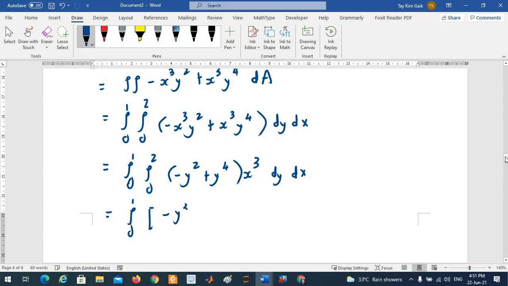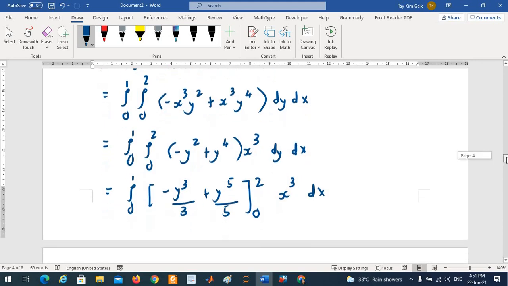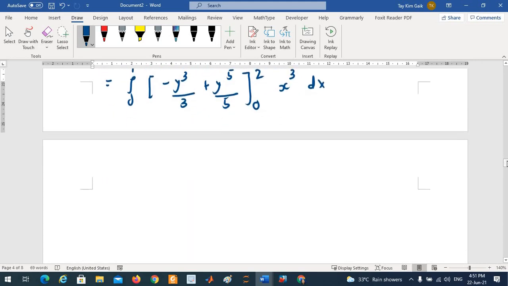Negative y cubed over 3 plus y to the power 5 over 5, from 0 to 2. The outside is x cubed dx. So we plug in the value: negative 8 over 3 plus 2 to the power 5, which is 32 over 5. When we plug in 0, everything is 0. So x cubed dx.